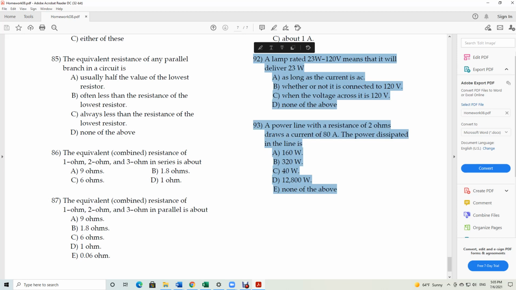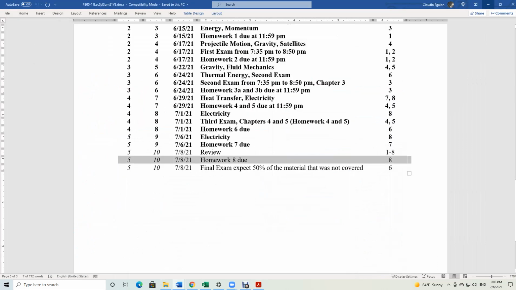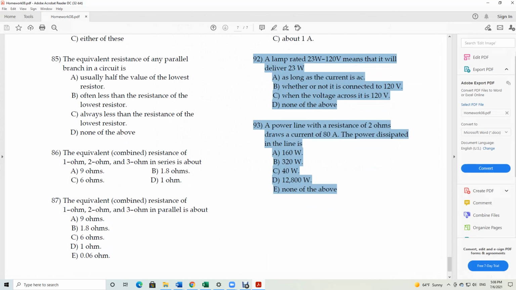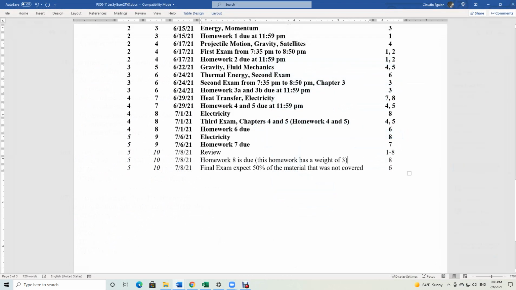Let me write that down here. Homework 8 has a weight of 3, and the other homework is just a weight of 1 because there are lots of problems in there. Is that clear? Let's do it this way. And what else do we have to do?